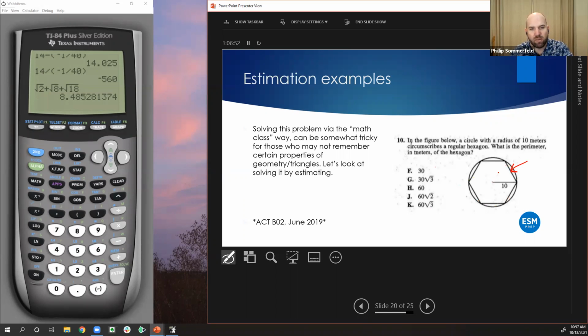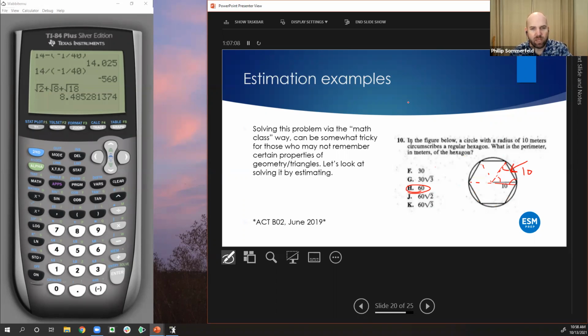And you can go through the whole process where you break this up and say, okay, well, this is 360 divided by 6. So each of these is 60, and this is the same length as this. So you figure out, okay, this is 60 and this is 60. So that means all of these are 10, right? 10 times 6 gives you 60.